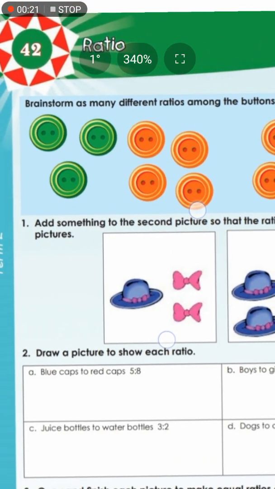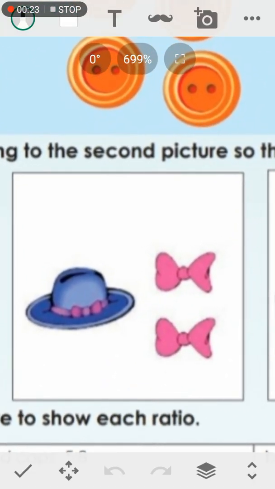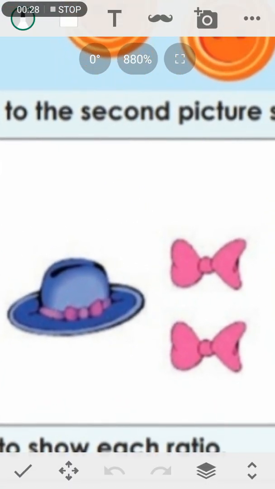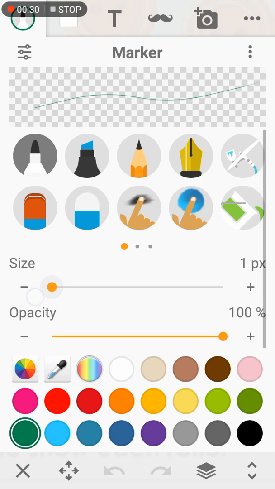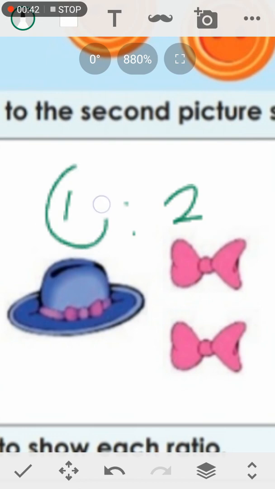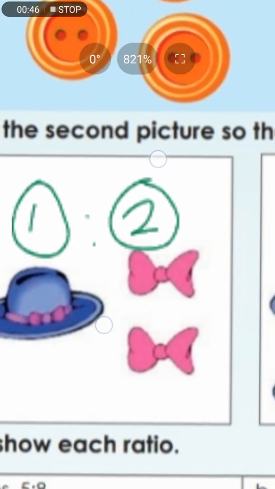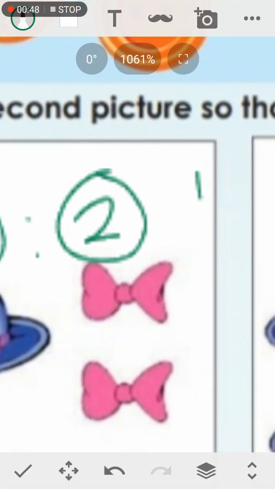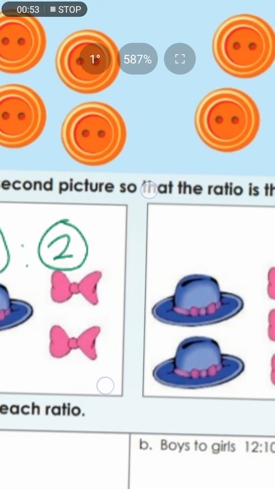So let's look at this example here, this picture of this hat and these bows. Here we have one hat, and we have two bows. So the ratio of hats to bows is actually 1:2. For every one hat, we must put down two bows. Now this ratio can also be written as a fraction, which is going to be 1/2. But you don't have to worry about that for now, okay?